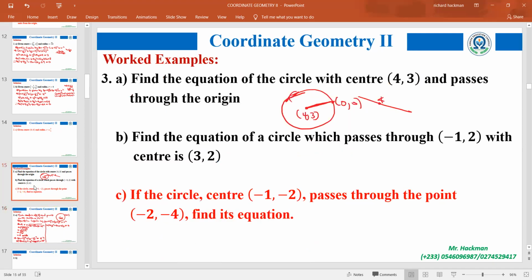Okay, so now let's look at the B. Find the equation of the circle which passes through negative 1, 2 with center, or whose center, so don't worry, with center 3, 2. Is that clear? Yes. Okay, so again, we know a point on the circle and we know the center of the circle.